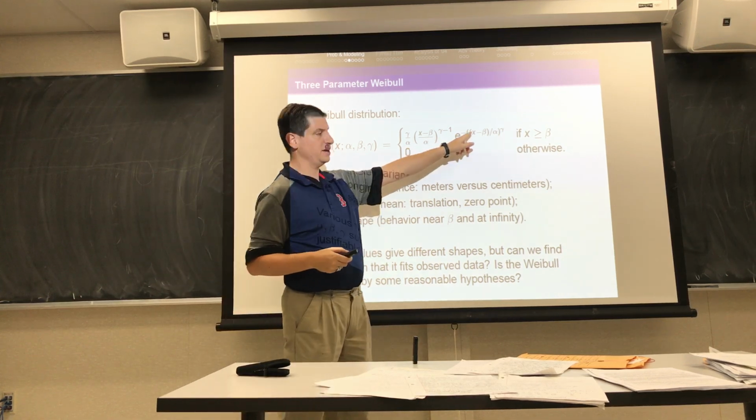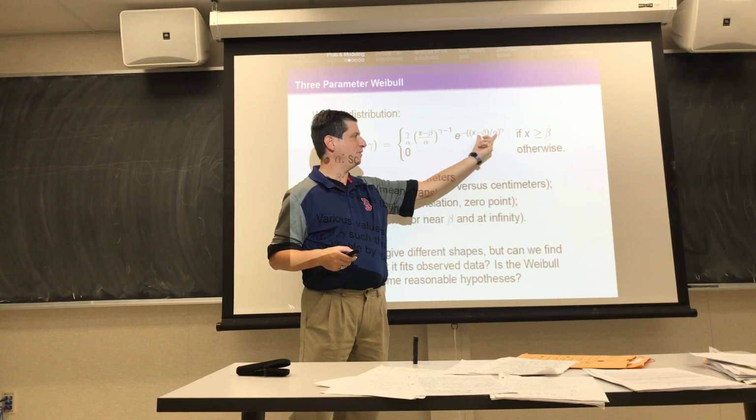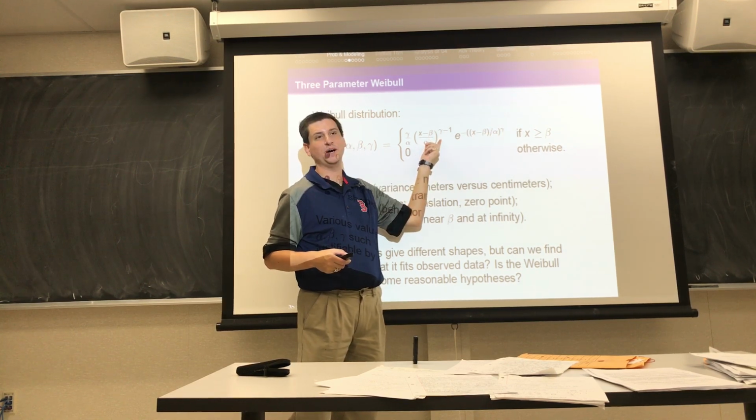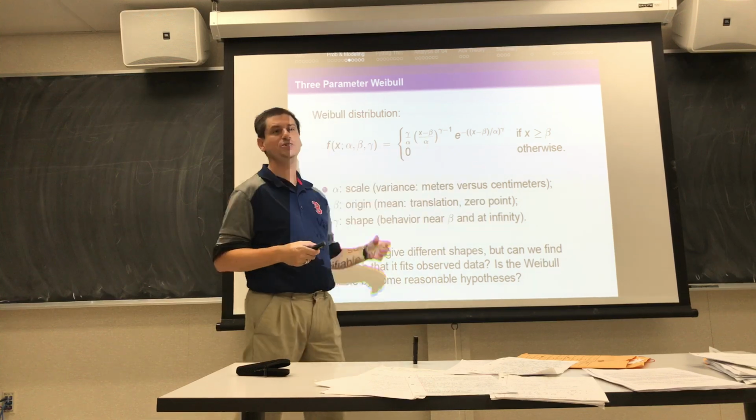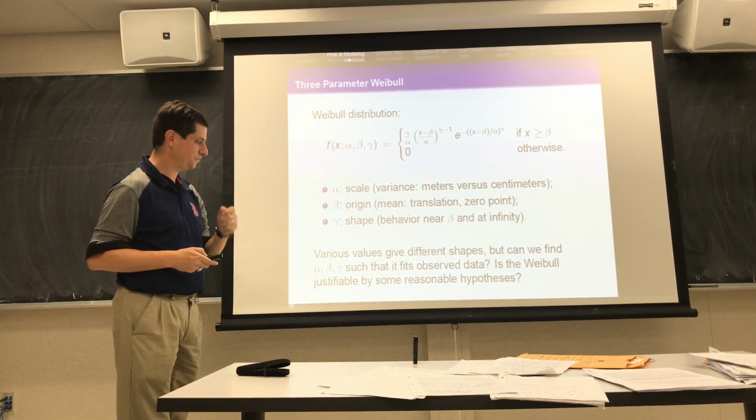This should also be looking at you as, oh, please integrate me, right? You've got an x minus beta over alpha to the gamma, and you have that to the gamma minus 1. That's exactly the piece you need to integrate. So this looks like it should be tractable.